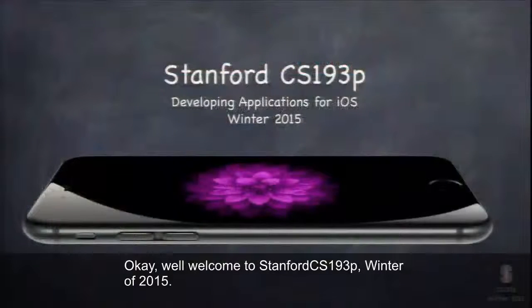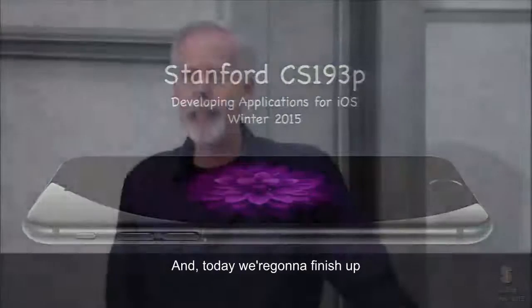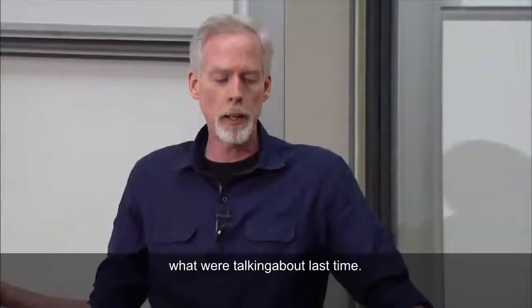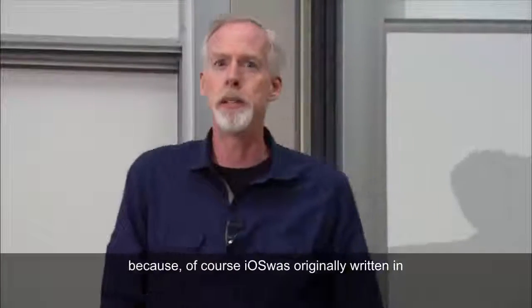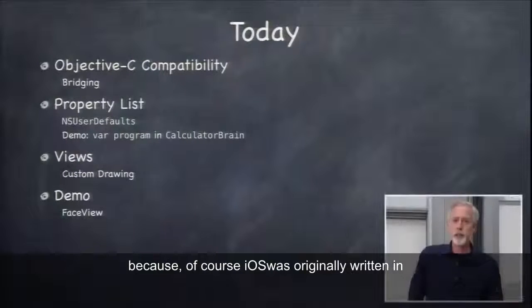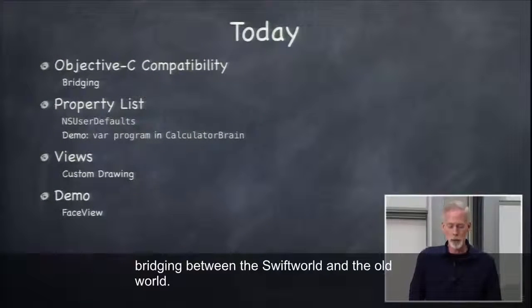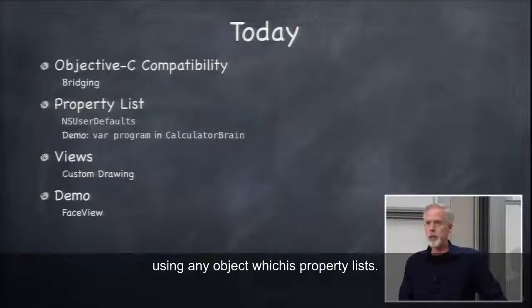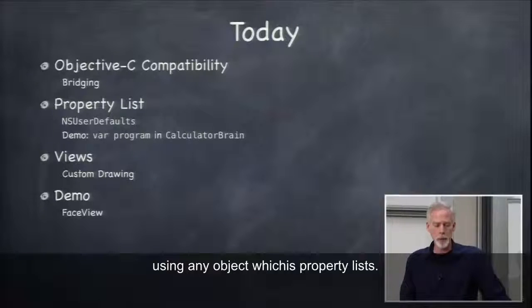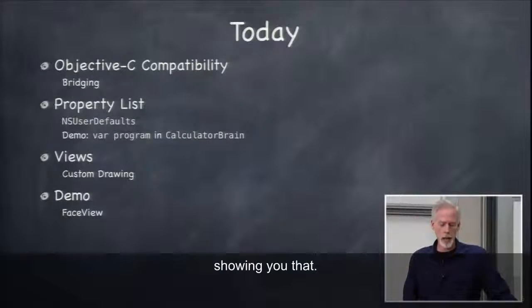Okay, well, welcome to Stanford CS 193P, winter of 2015. This is lecture number 5. And today we're going to finish up what we were talking about last time and talk a little bit about Objective-C compatibility, because, of course, iOS was originally written in an entirely different language. And so there's a little bit of bridging between the Swift world and the old world. And we're going to talk about an example of using AnyObject, which is property lists. And I'm going to do a kind of brief demo even, showing you that.